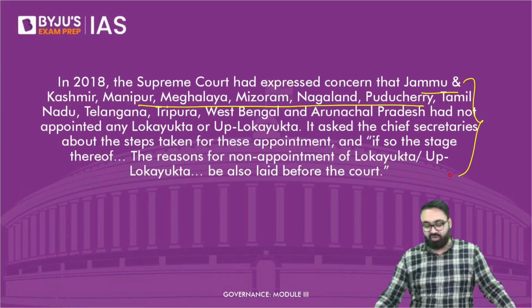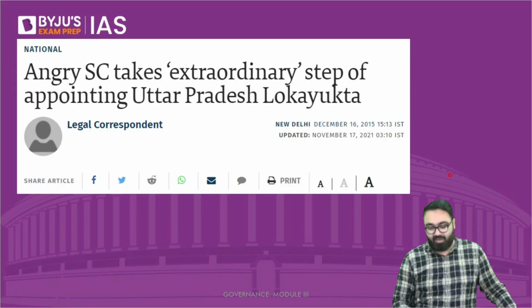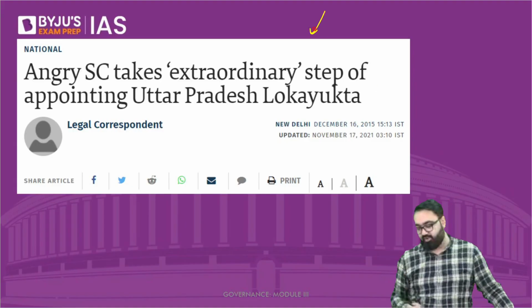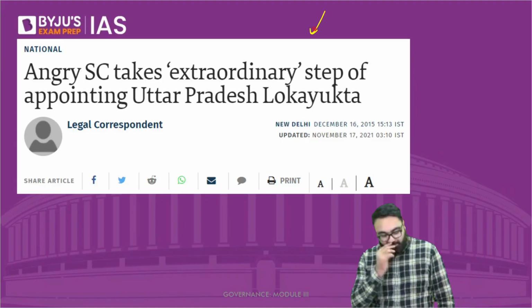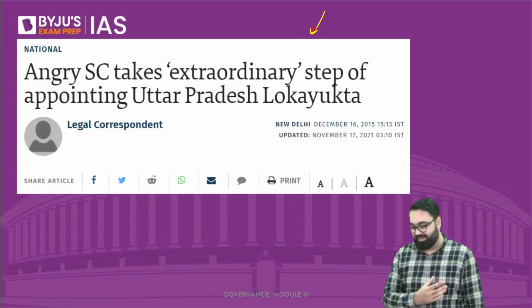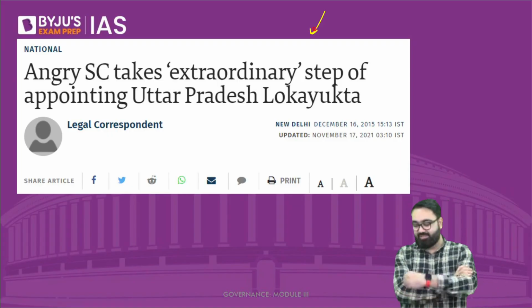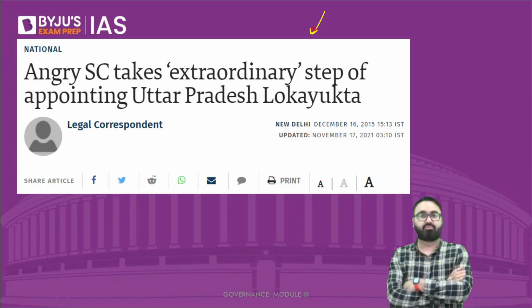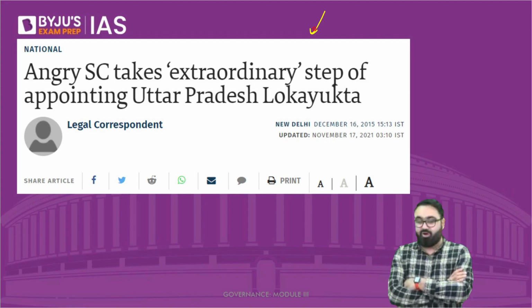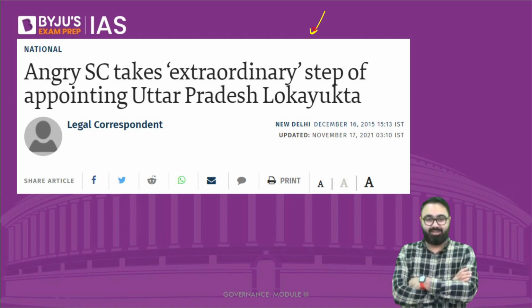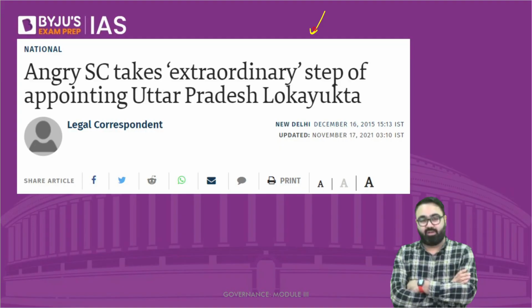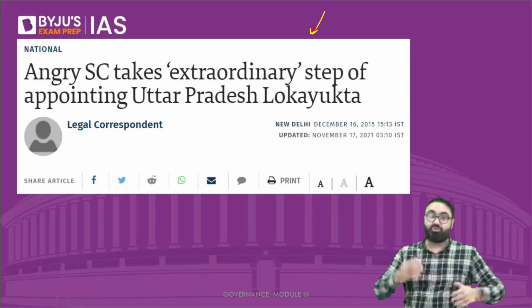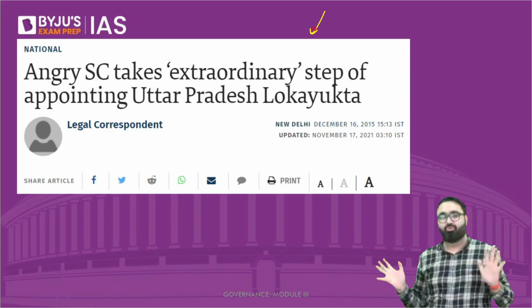Now I'll give you one more example. This example is Uttar Pradesh, whatever you want to call it. So Uttar Pradesh, again, is a very interesting case study. So what happened was Uttar Pradesh had a Lokayukt. Their problem was opposite to Kerala. The problem was Uttar Pradesh government liked their Lokayukt so much that they just did not want to remove him.